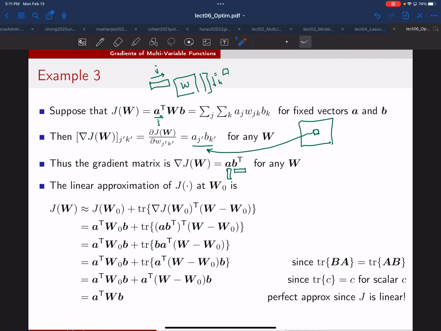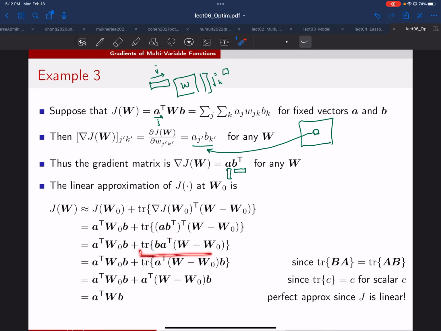Okay, and then the last thing is, let's do the linear approximation of this function at some point W naught. The way we define the linear approximation is J(W) is J at the reference point plus the trace of the gradient transpose times the deviation. So we can plug this in like this. Now I have this quantity transposed. To do that, we swap the order and we transpose them individually. That gives B A transpose.